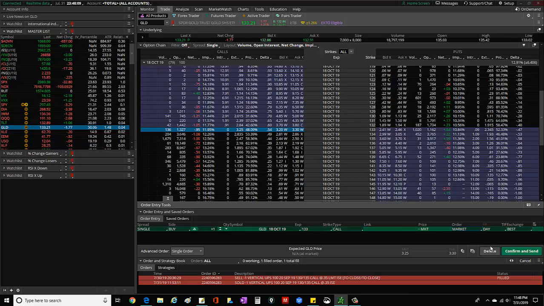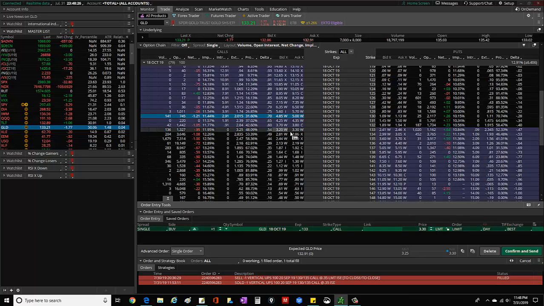So if I clicked this button, of course not right now because we're outside of normal trading hours, but if it was during market hours and I clicked it with the market order type selected, it would basically get filled immediately. But what most people do, including myself, is they set a limit order.